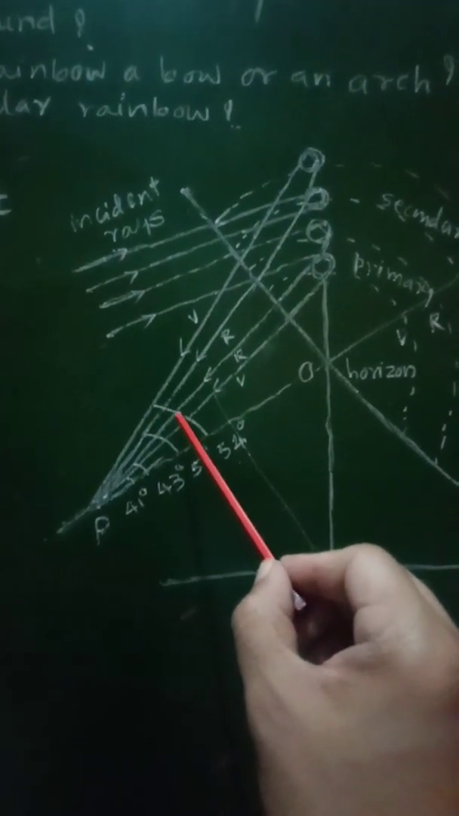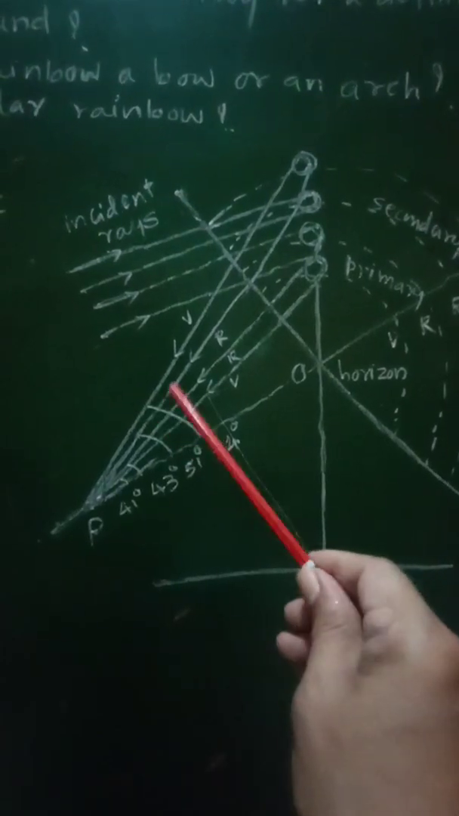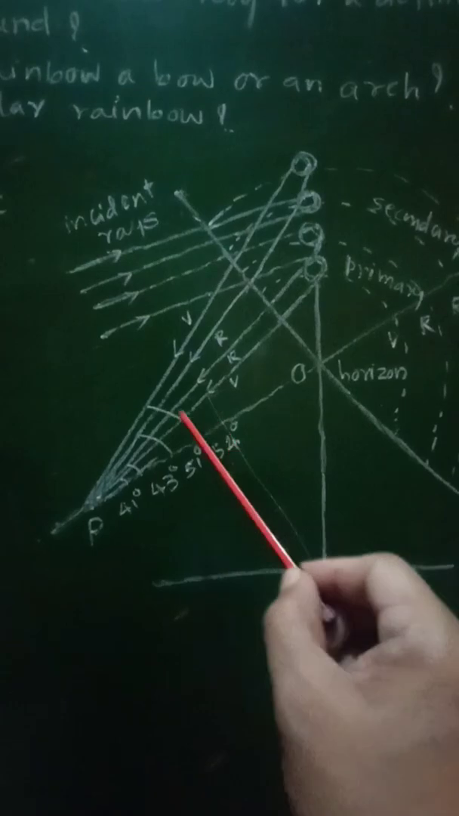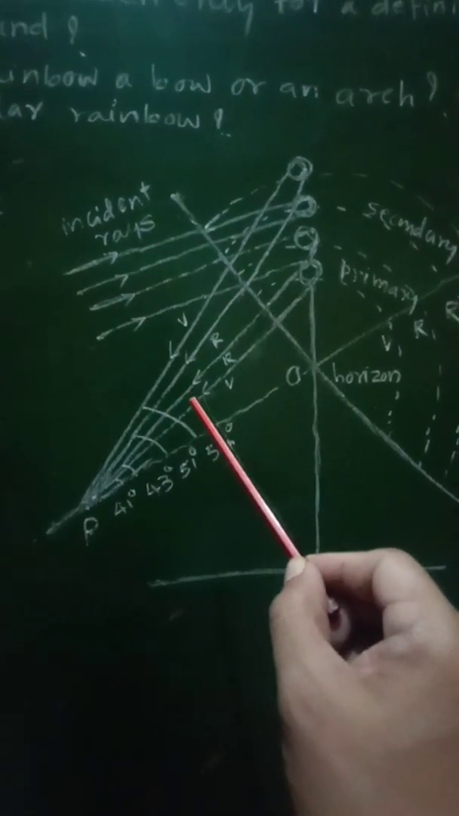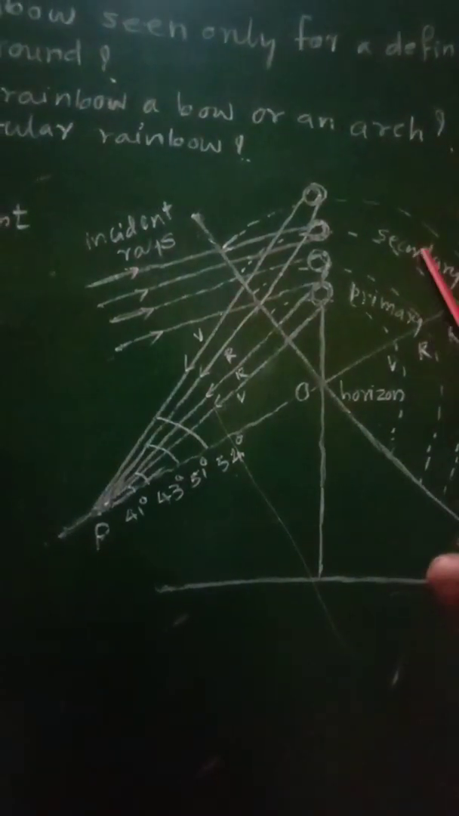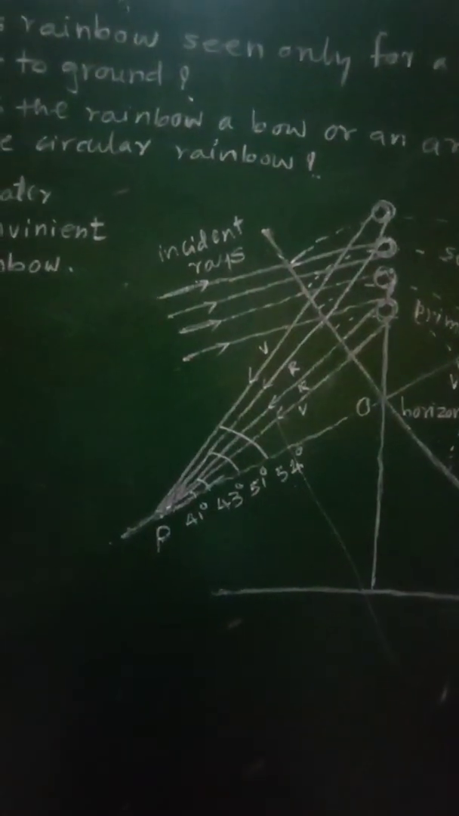So that point we have already seen. When any person is in a revolving plane at a particular height, then he will observe the rainbow in the form of a complete circle. And now let us see the last question.